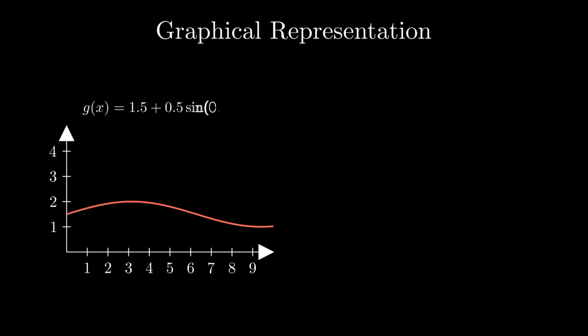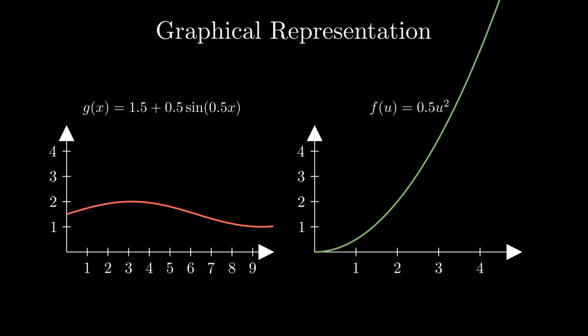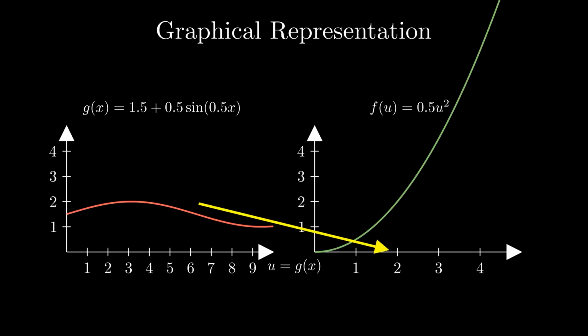This is g of x, the function that maps position x to thickness u. As position x changes, the thickness u varies smoothly. On the right, we have f of u, which maps thickness u to density. As the thickness increases, the density grows quadratically. Here's how it works. Position x determines thickness. u is equal to g of x, and thickness determines density through f of u.